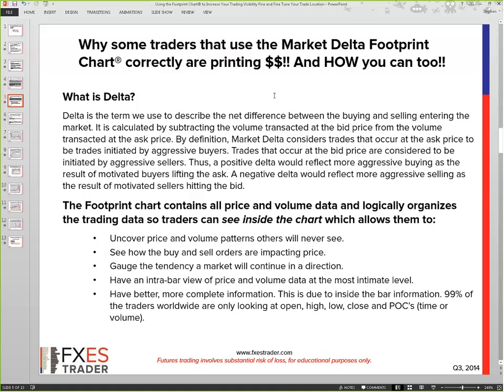So 99% of traders worldwide are only looking at the open, high, low, close, or some metric that dices that up, and points of control. So they're not really looking at what's going on as far as, how has net delta affected price? Is the delta positive, yet we're up 4 points for the day? Or look at the opposite. We've actually seen periods of time throughout the summer where the delta has been negative, yet the ES is still up a couple points for the day.